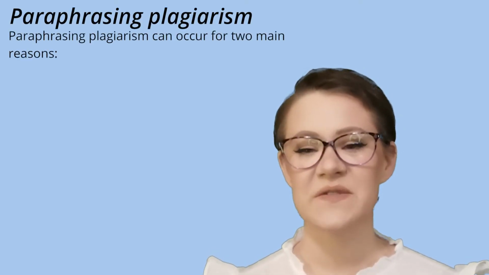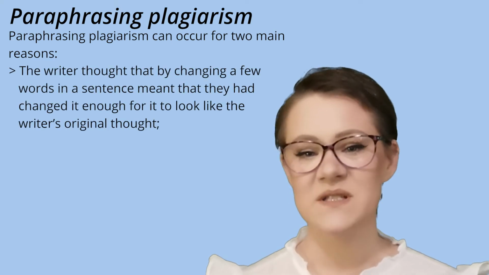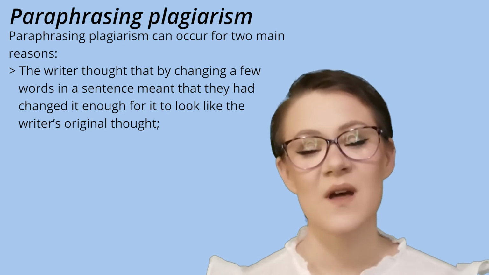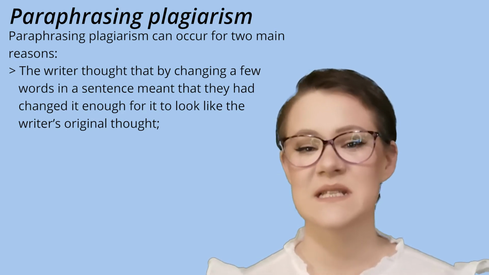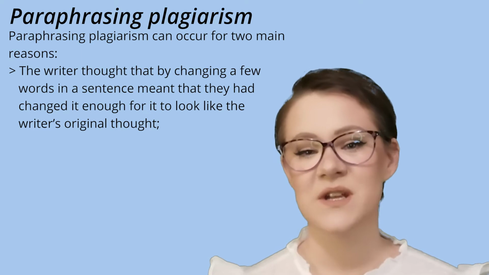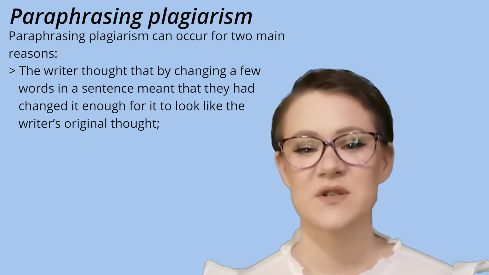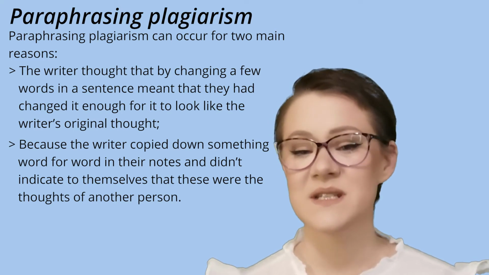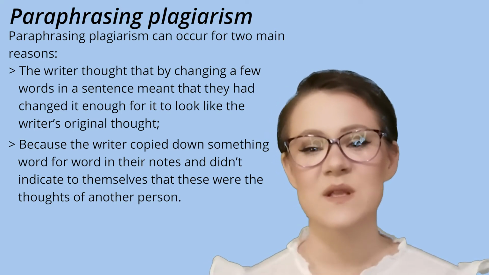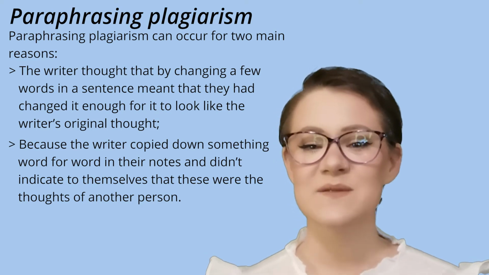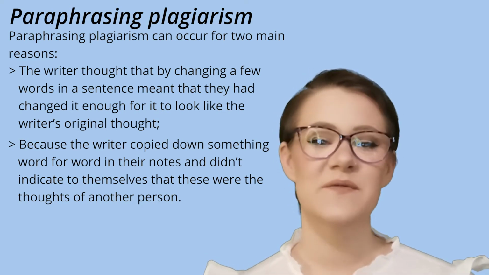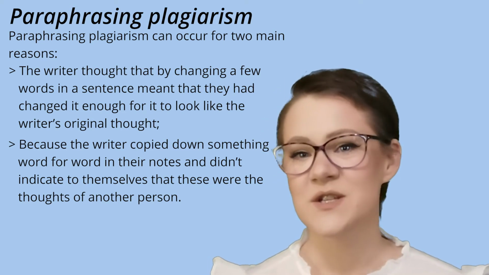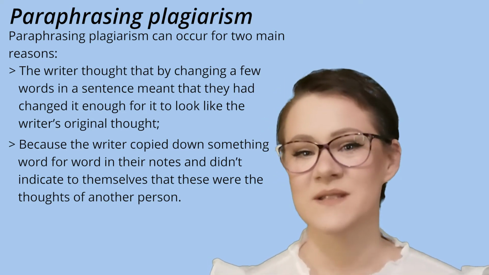Paraphrasing plagiarism can occur for 2 main reasons. One, because the writer of a paper submitted to university or school as original work thought that simply changing a few words in a sentence meant that they had changed it enough for it to look like the writer's original thought, or because they copied down something word for word in their notes and didn't indicate to themselves that these were the thoughts of another person. As a result, they then included these words in their final draft, assuming they were their own, and the rest is history. The student gets accused of plagiarism and the world ends.